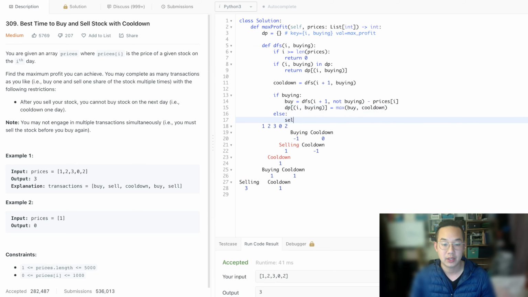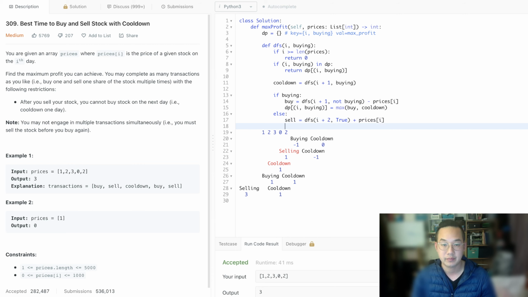Else, we can only sell because we have bought already, and so we must sell or cool down. Selling is going to be DFS of i plus 2, this one more, and we're going to set buying to true. That's possible now. So plus prices of i. So DP of i and buying equals max of sell and cooldown.